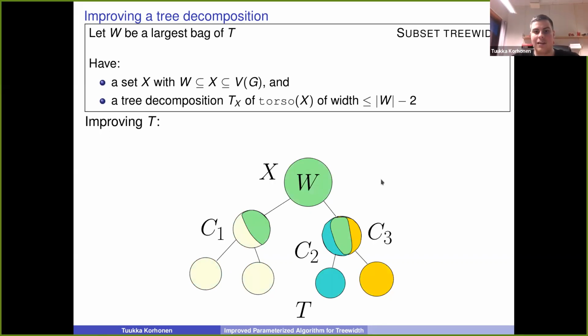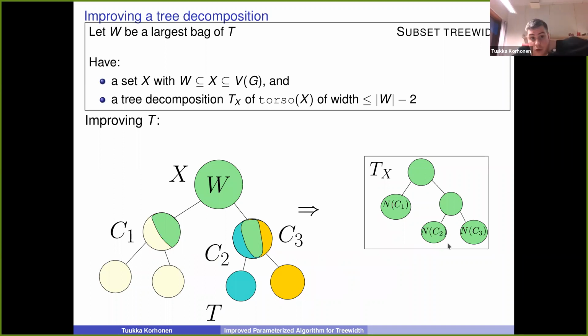So okay, let's first look at how this set X looks on top of this tree T. Let's say this green area is X. It maybe looks something like this. And then we have three components of G minus X: C1 here, C2 here, C3 here.